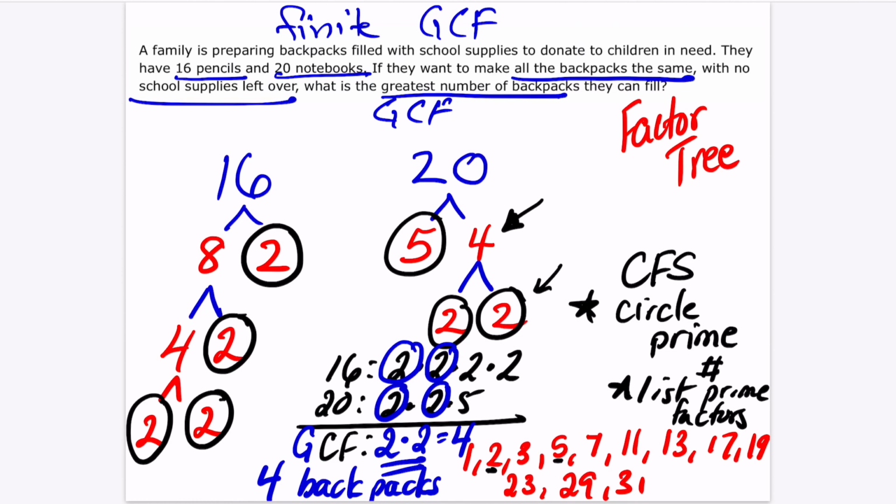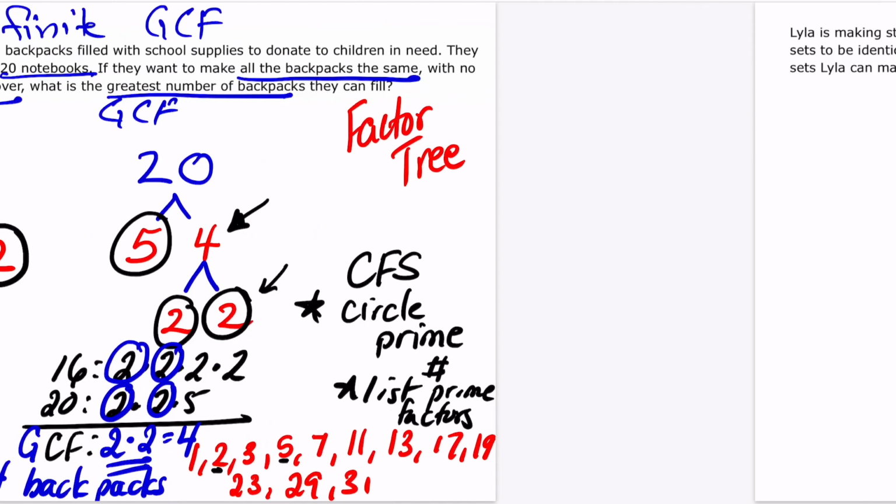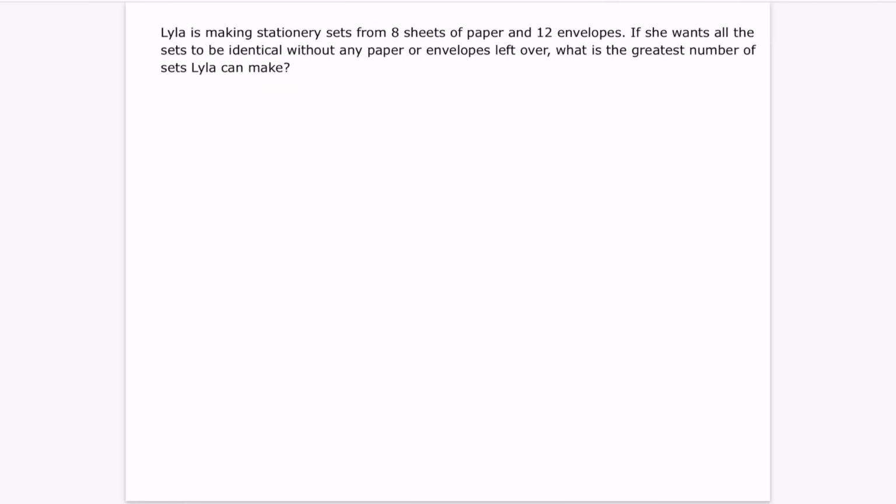So looking at these strategies, try and think which one makes the most sense. Now, the next problem, I'm going to use both. And again, you can decide which one makes the most sense for you. So let's take a look.